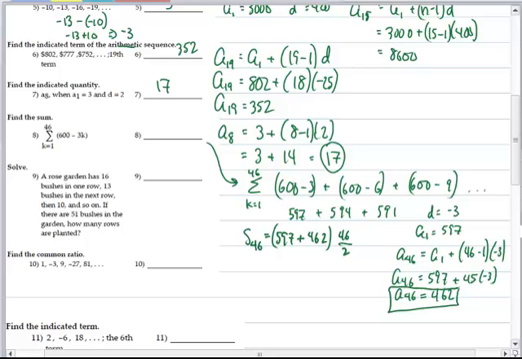Remember what Gauss did. He added the first and the last term and figured out how many pairs of numbers he had. And that's exactly what this formula is all about. So 597 plus 462 times 23 gives 24,357.